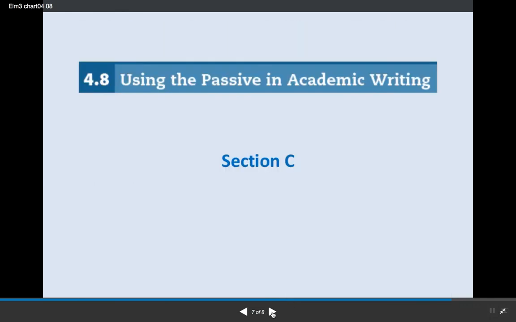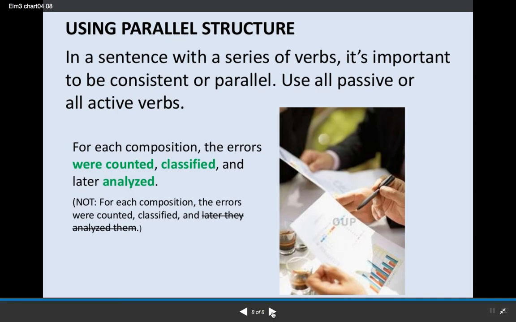Okay, and the section C, a parallel structure. In a sentence with a series of verbs, it's important to be consistent or parallel, means going together, all passive or all active verbs. So for each composition, the errors were counted, classified, and later analyzed.